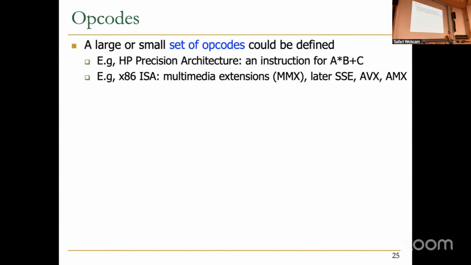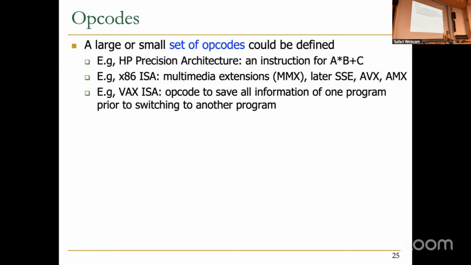Later in lectures, when we talk about SIMD and GPUs, we'll also talk about multimedia extensions. These are instructions that operate on many data values at the same time, concurrently. We're going to talk about them. You may have heard, for example, streaming SIMD extensions, advanced vector extensions, and more recently, advanced matrix extensions. These are opcodes that are actually operating on many data at the same time, which could be useful for matrix operations, for example. There could be very complicated opcodes, like VAX ISA had an opcode to save all information of one program prior to switching to another program, all of the registers and some of the special purpose registers. So you can imagine many things over here. The sky's the limit in the end. And if you define it in the ISA, then somebody needs to implement it in hardware. So there are many trade-offs involved.